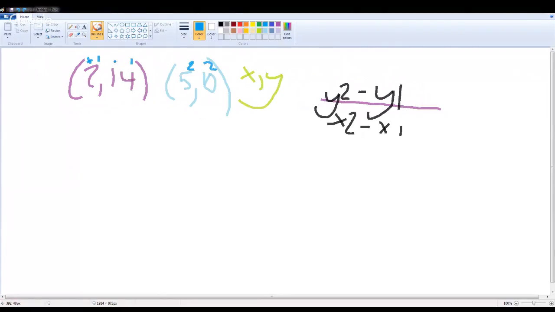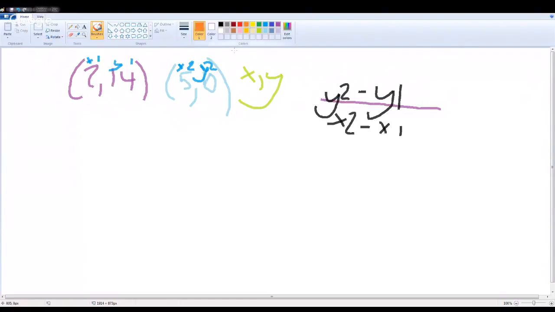X1 and Y1. X2, and wait, I put 2 twos right there. Wait, yeah, that's right. I'm sleepy today. Okay, so x2 and y2. So that's how you know. So you have to have x2 and then subtracted by y1. Y2 minus y1.